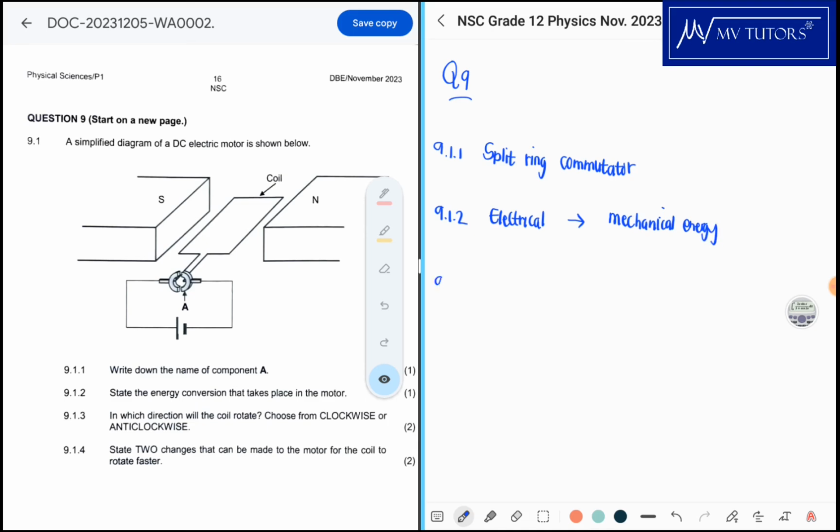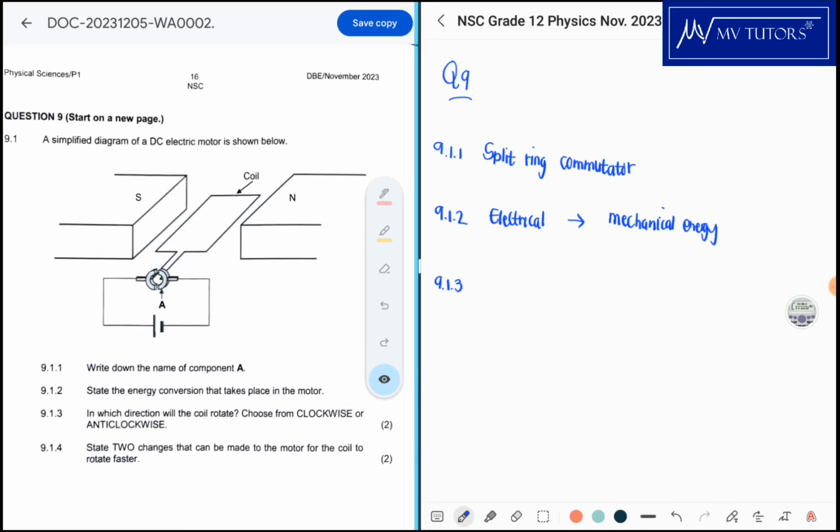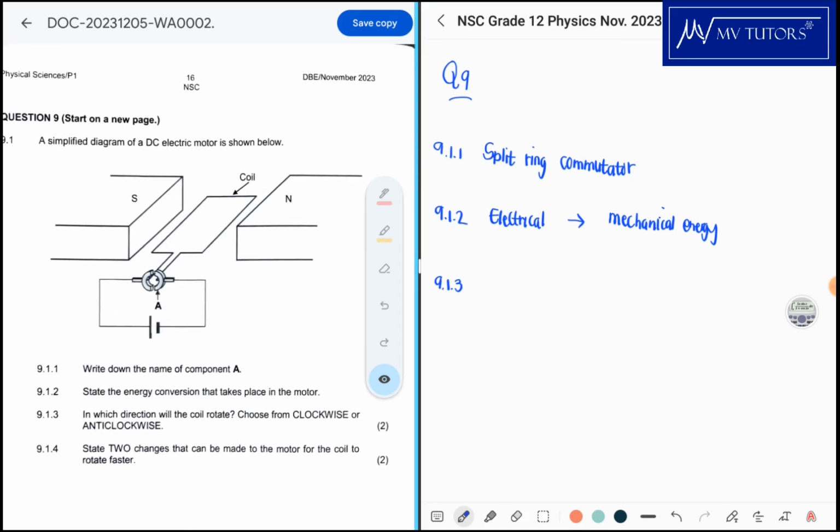And then 9.1.3. In which direction will the coil rotate? Choose from clockwise or anti-clockwise. Remember here we're using the left-hand rule. Now we are going from north to south. So your index finger is pointing to the left. Okay. And then we see that our current, this is positive, that's negative, so our current is going in this direction.